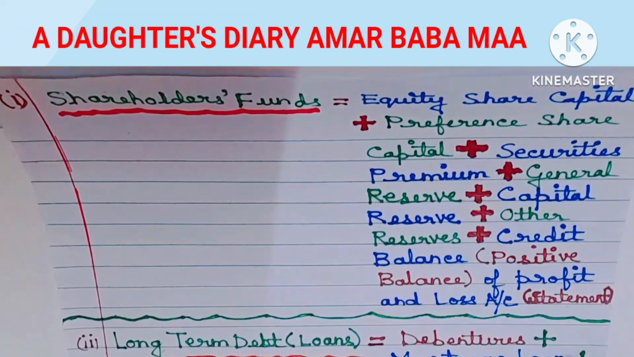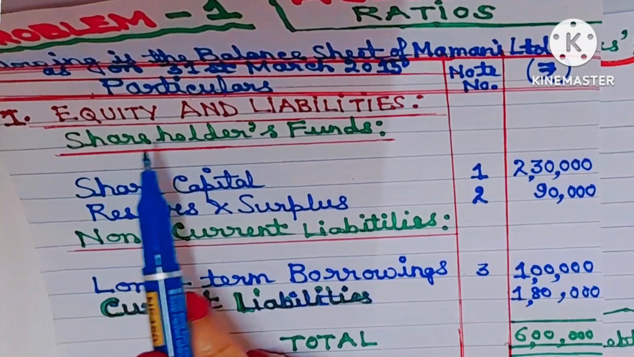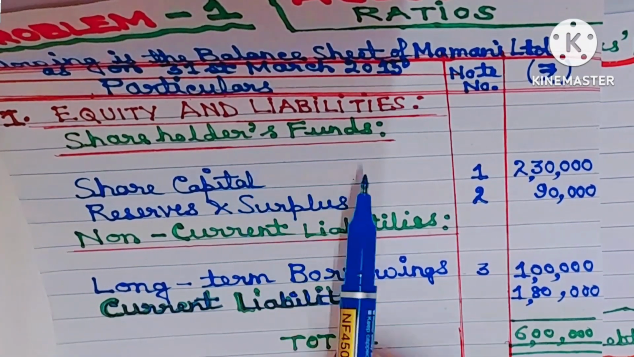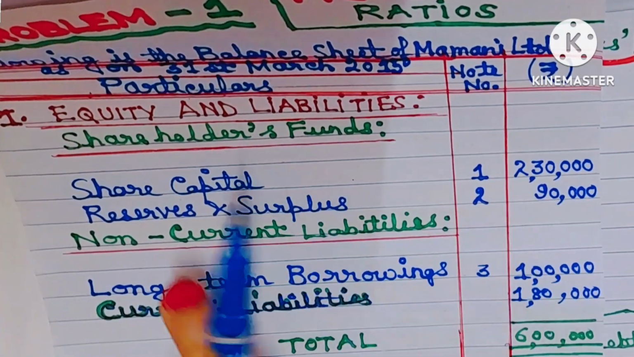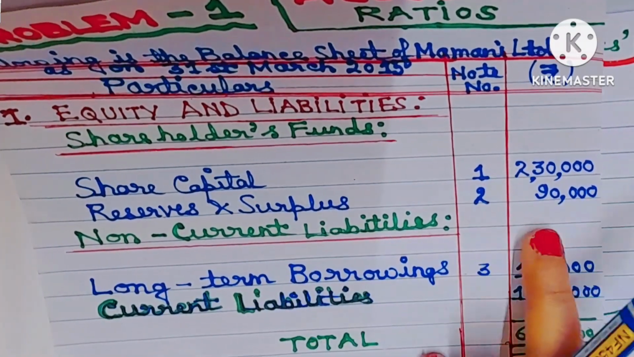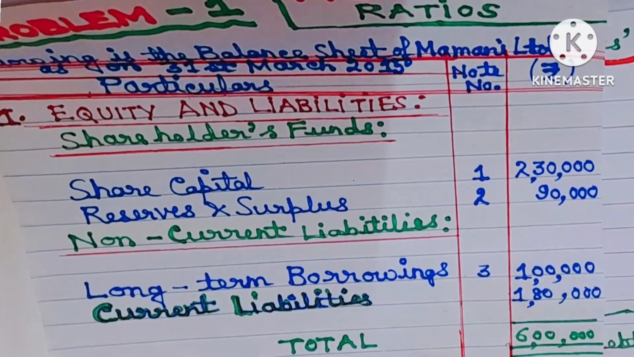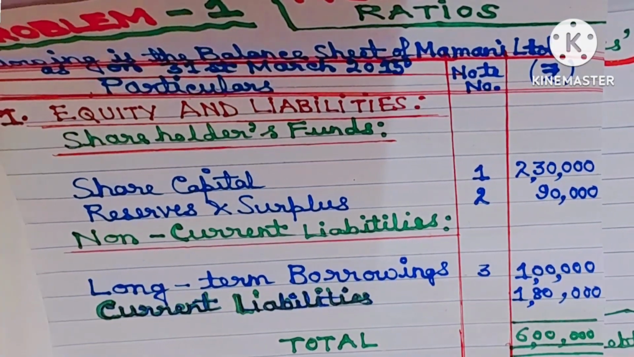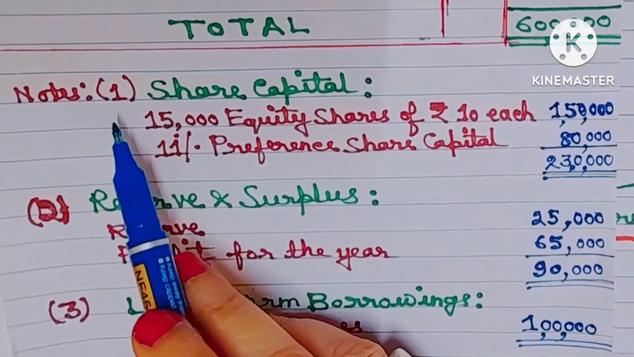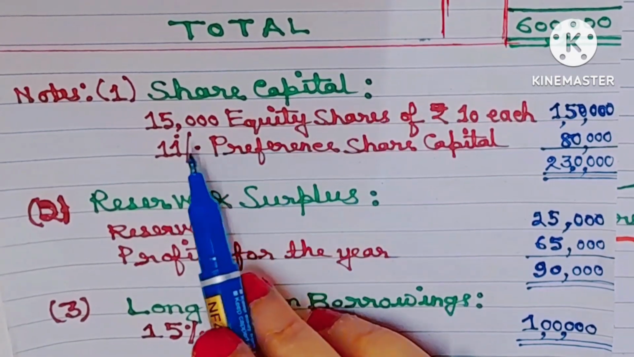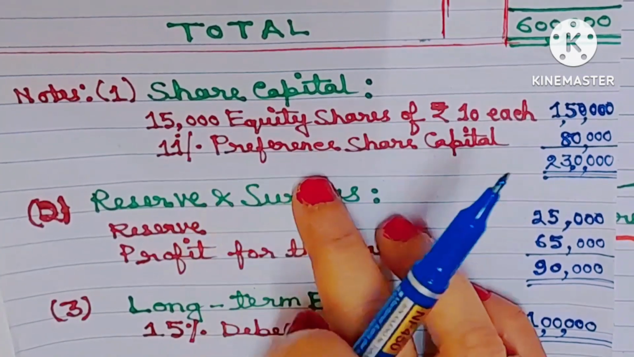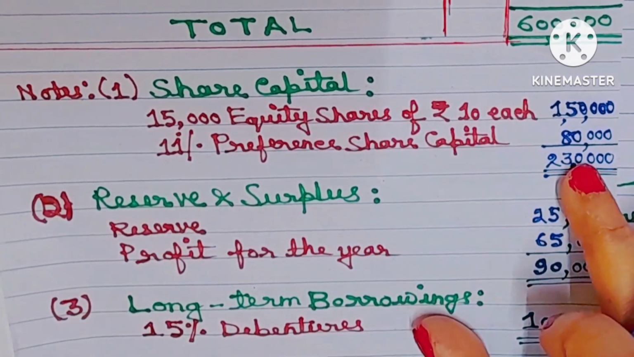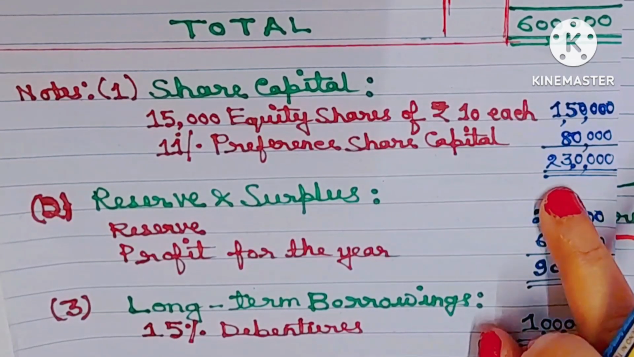Okay, now let's go through the problem. Now see, number one, equity and liabilities. Shareholders funds share capital is equal to 2,30,000 and reserve and surplus is equal to 90,000. Now let's go through the footnotes also. Why? Because they will give us the detailed information. Now see, note number one, share capital is equal to 15,000 equity shares of rupees 10 each and 11% preference share is equal to 80,000. If you add up these two, we get 2,30,000.